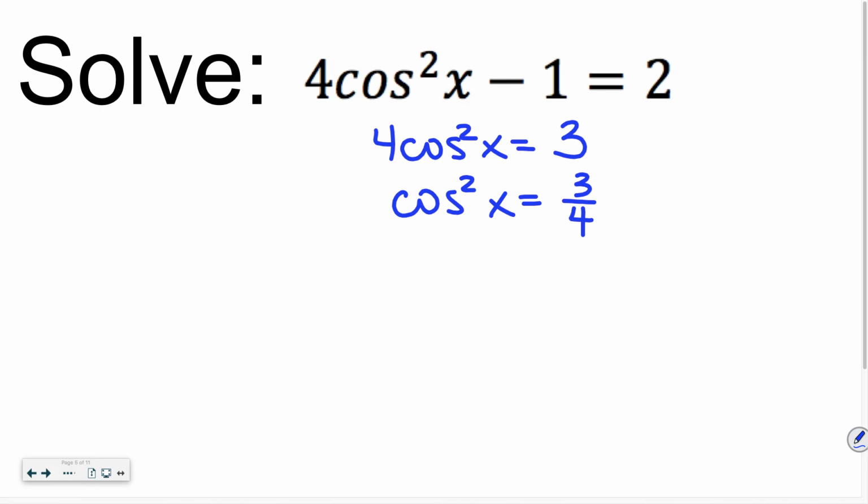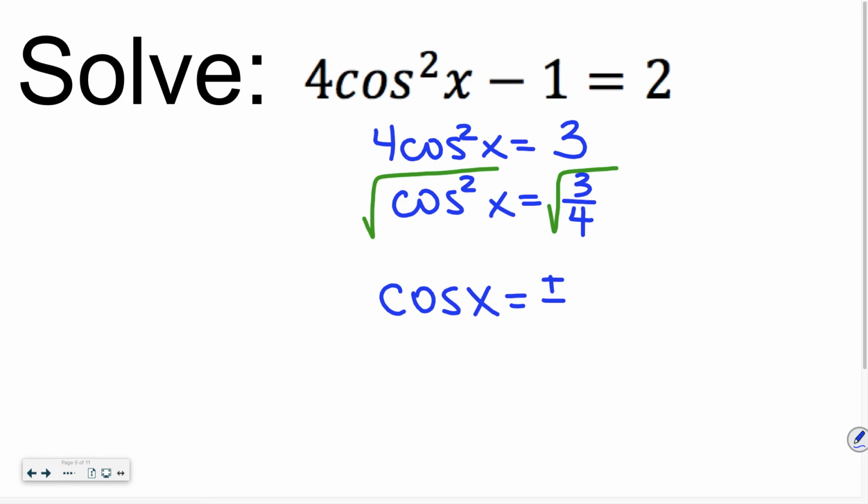Square root. We could square root both sides. Please remember that when you square root both sides, we have to account for the positive and negative solutions. If we square a negative number, we get a positive. If we square a positive number, we get a positive. So when we're working through an algebraic equation and we square root both sides, we need to account for plus or minus.